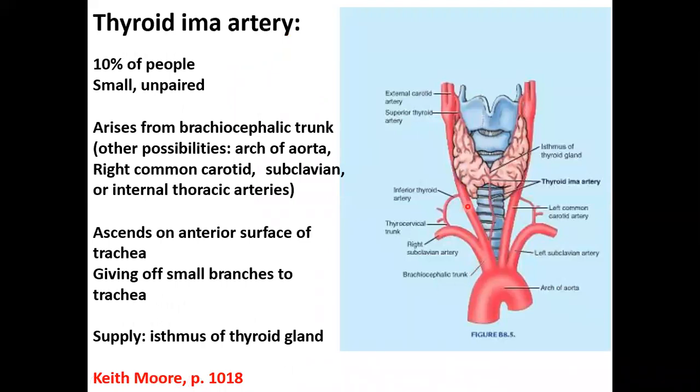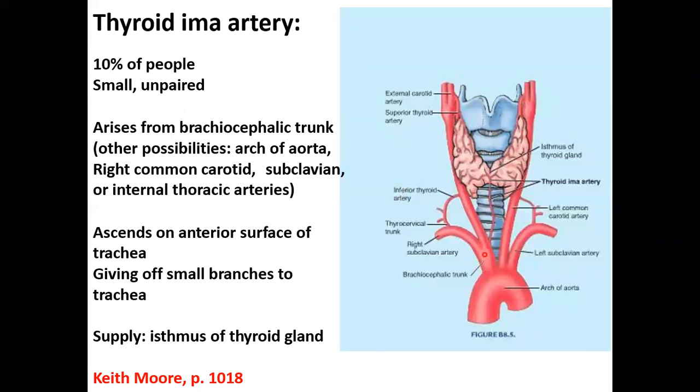Okay. So this is another little quirky thing that they love to throw into questions. The thyroidea ima artery is only in 10% of people. It's small and unpaired, just a single solitary artery. Note how here we're now looking at the anterior aspect of the thyroid gland. Here's the arch of your aorta. Here's the brachiocephalic trunk. And then you can see this artery that branches off and gives blood supply to the isthmus in the lower portion of the thyroid gland. Again, this is only in 10% of patients.